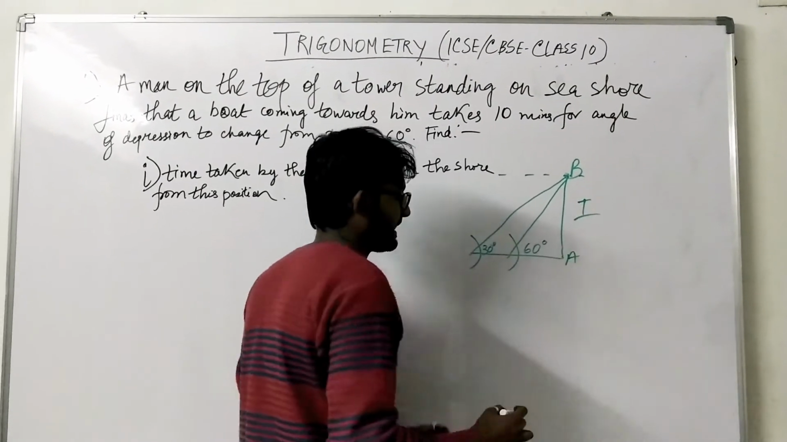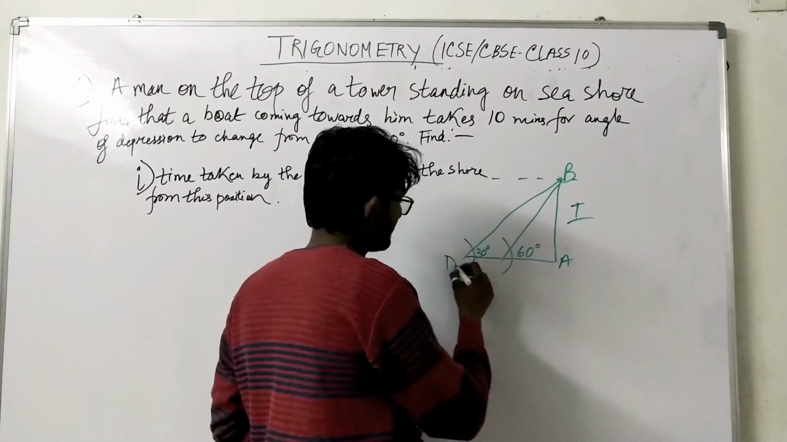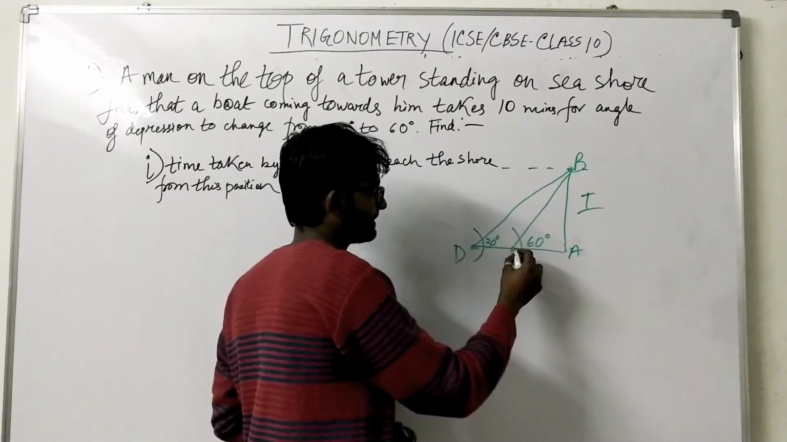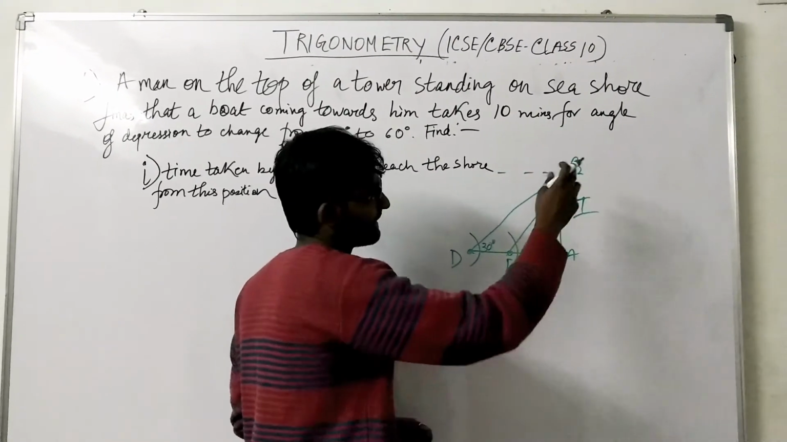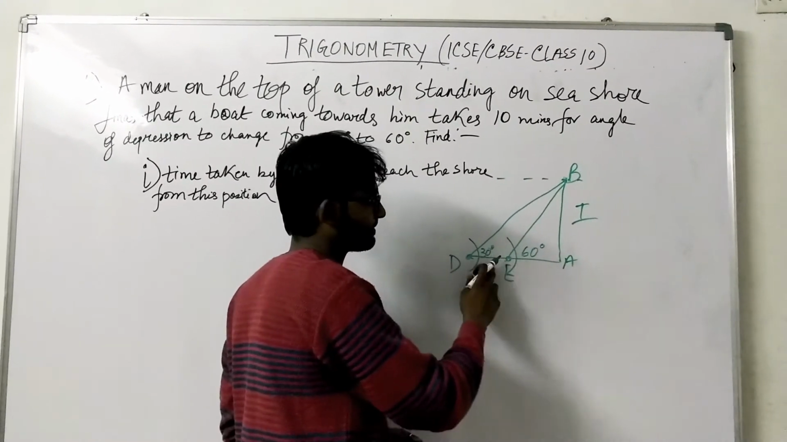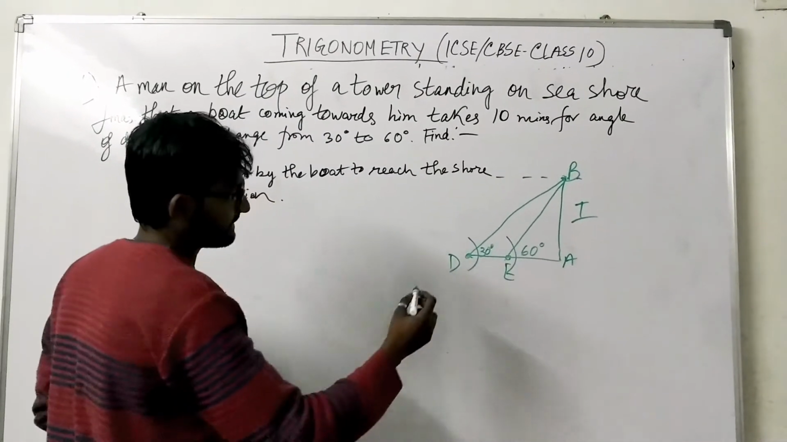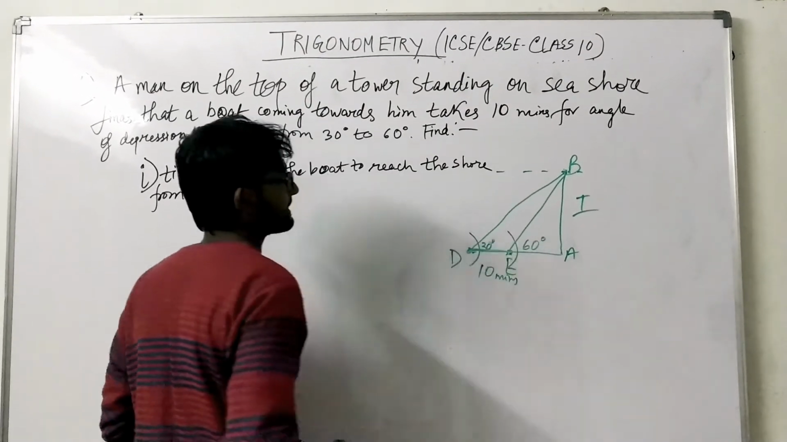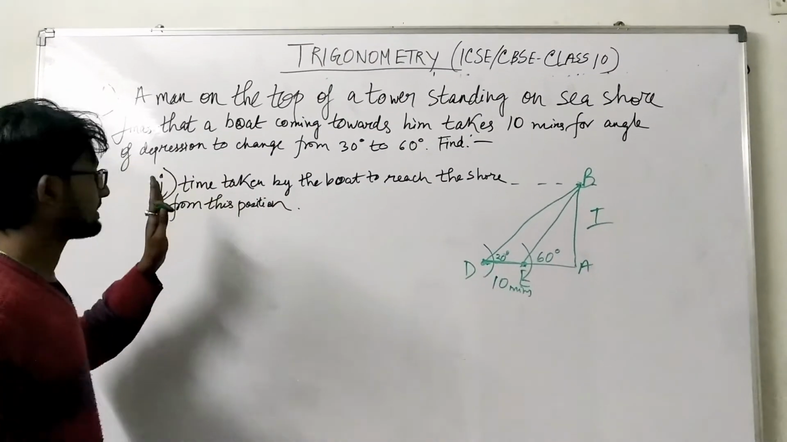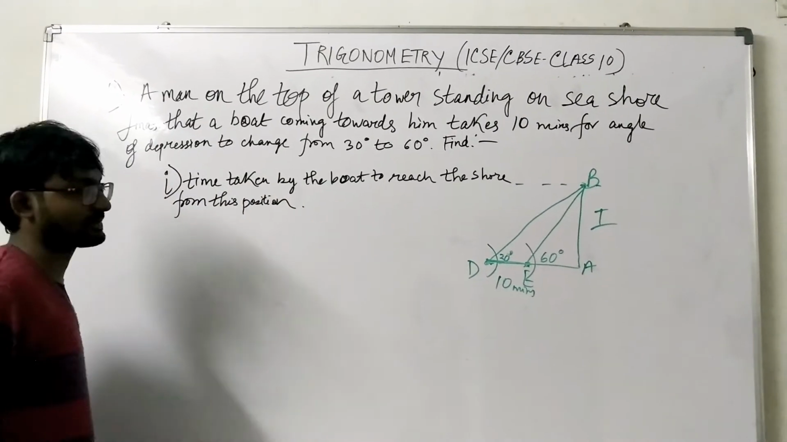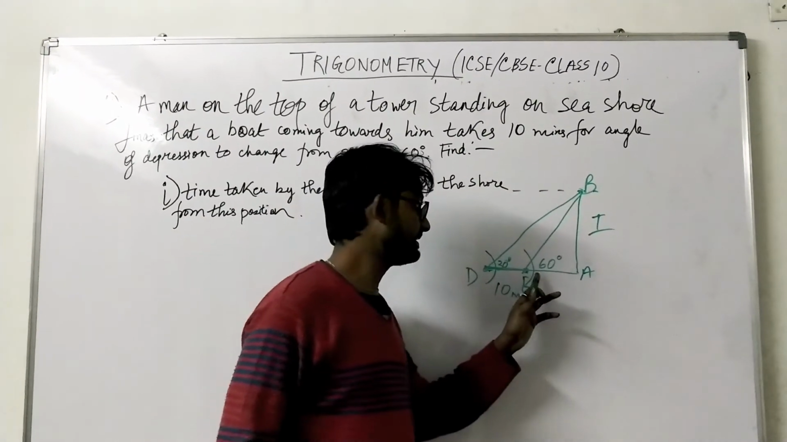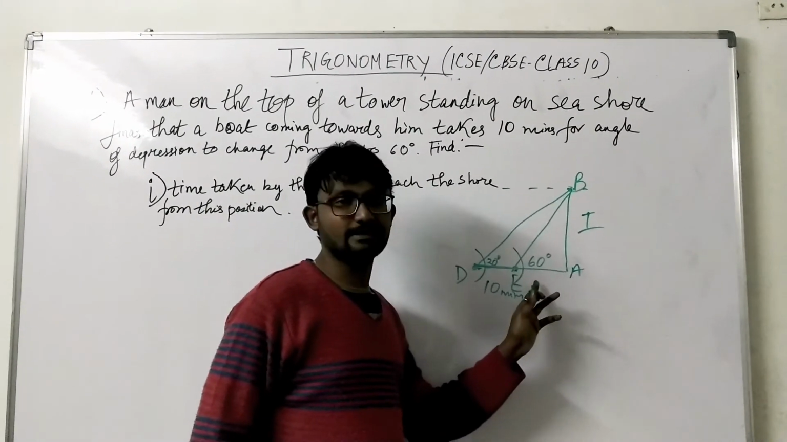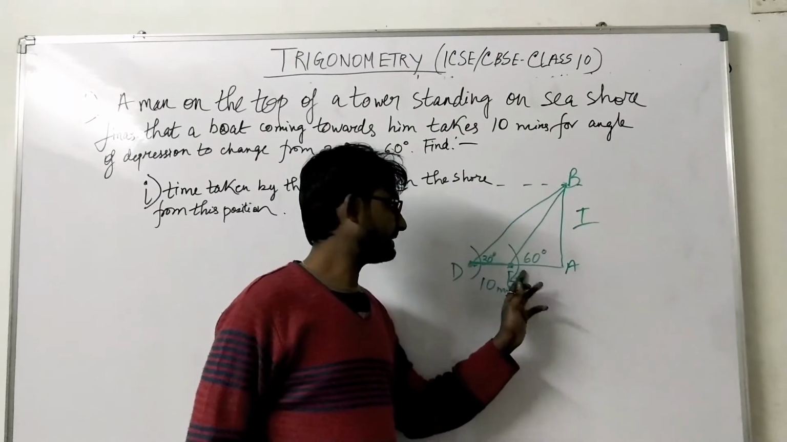Alright. And let me label the points D and E. So the boat is coming from point D to point E, and the man is seeing that the angle of depression is changing from 30 to 60. And this distance DE is covered in 10 minutes. So we need to find out the time taken by the boat to reach the shore from this position. So now the boat is at position E. So you need to find the time the boat needs to go to A starting from this point E.